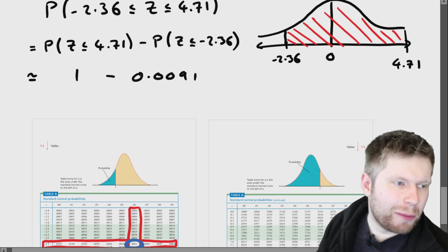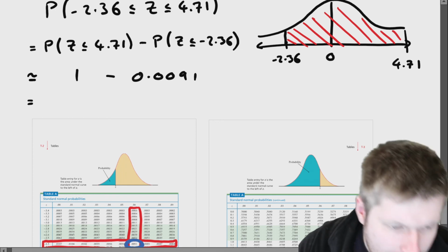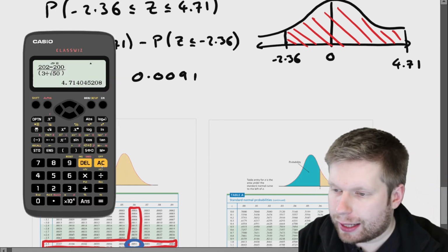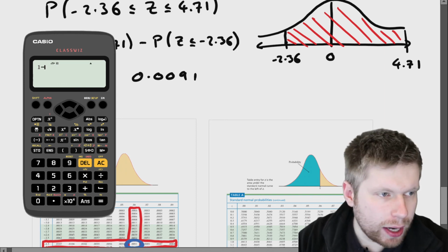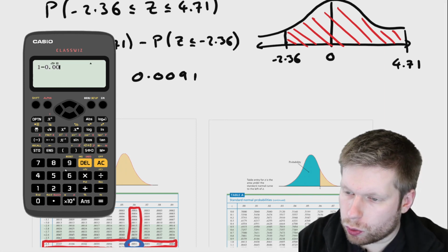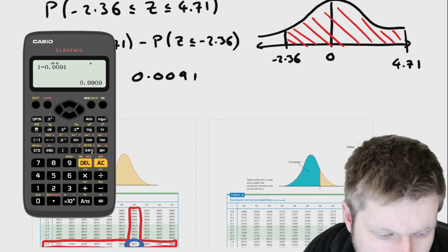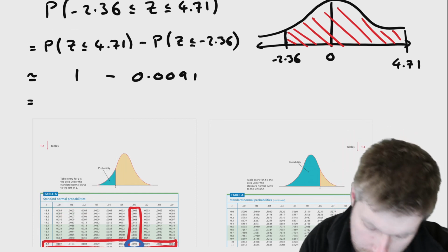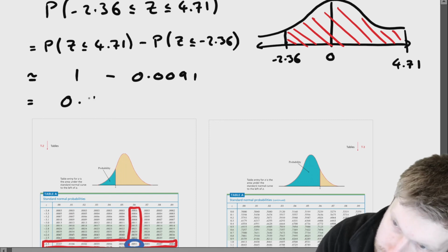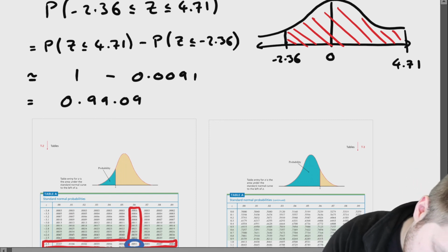In fact, it's 0.91%. So, if I put all that in my calculator, let's clear that. So we're going to have 1 minus 0.0091. It equals, and I find myself 99.09%. Okay, so 99.09%.